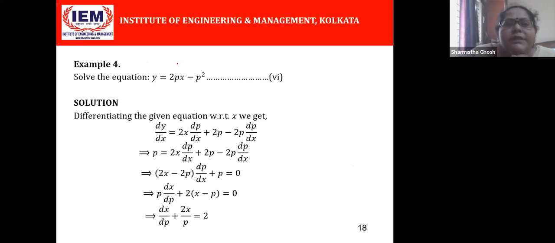Okay. Now, this is an example, and obviously this is very clearly of the form y equal to some function of x and p. It is already directly given in this form. So y equal to 2px minus p square, the right hand side contains x and p. So as I explained, we will differentiate with respect to x. So the left hand side is dy/dx, and on the right hand side, if I differentiate the first term, I will get 2 dp/dx times x. Now again, if I differentiate the x, I will just get 2p, and when I differentiate this p square, minus 2p dp/dx.